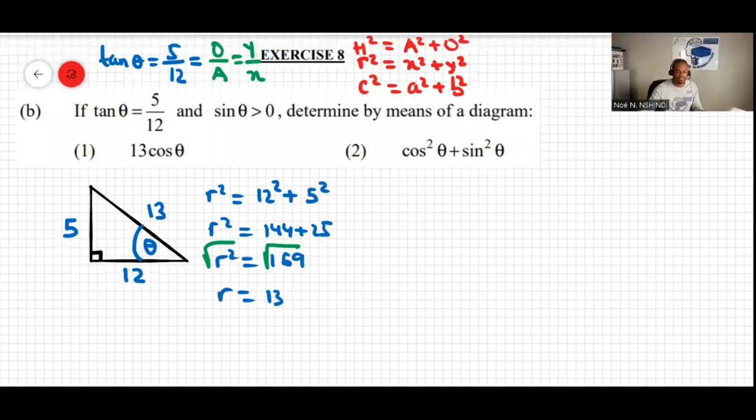Then we find all the sides of the triangle. Then we can start answering the question.